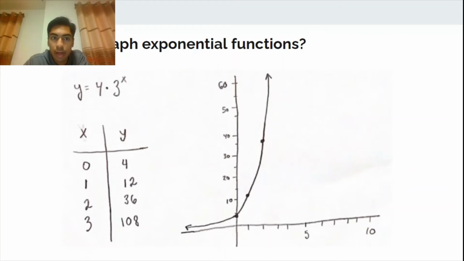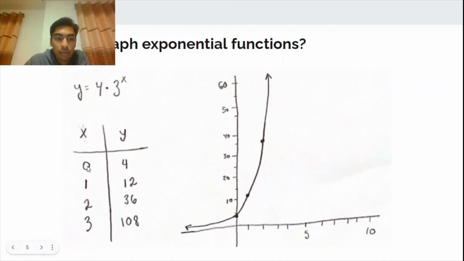How do we actually go ahead and graph exponential functions? Let's just say we're given this exponential function equation, which is y is equal to 4 times 3 to the x. So 4 is our initial value, which is when x is equal to 0. And then 3 is our multiplier or base value, which means that each time we increase x by 1, our y value will be multiplied by 3. And so what we can do is we can just set up a table of values.